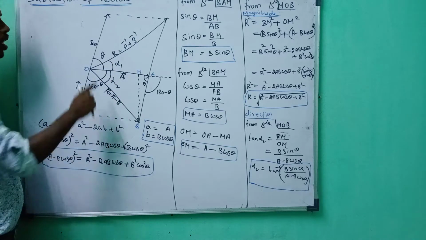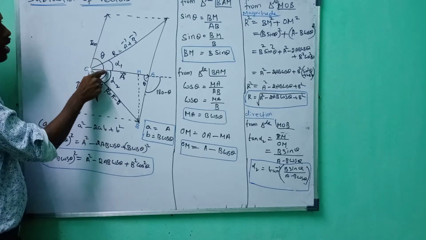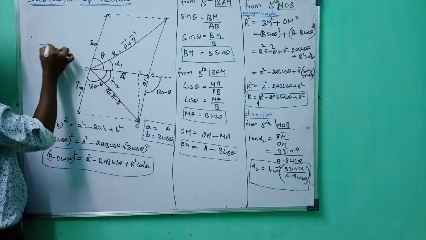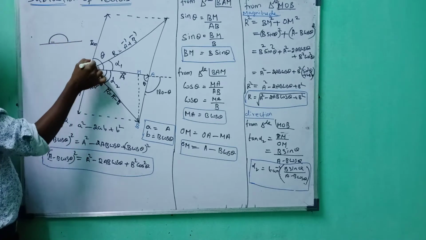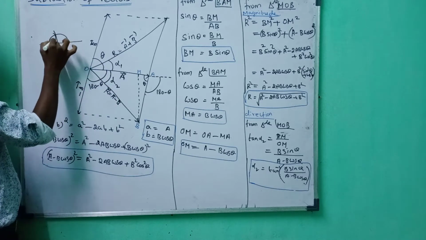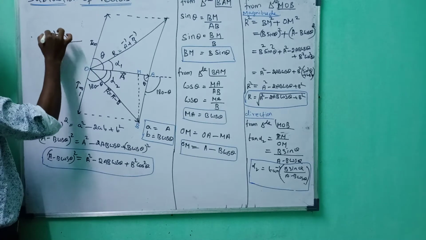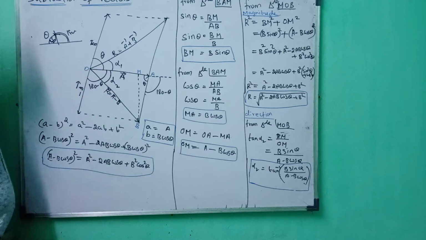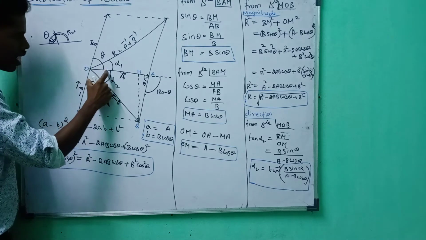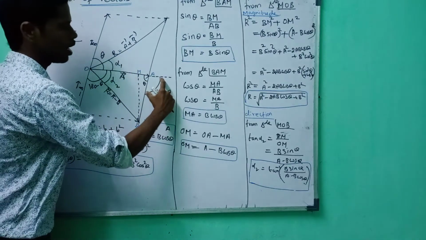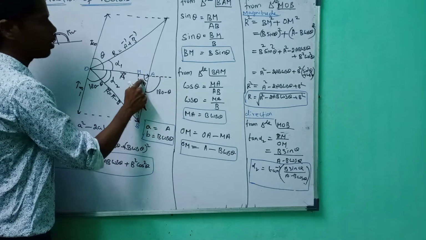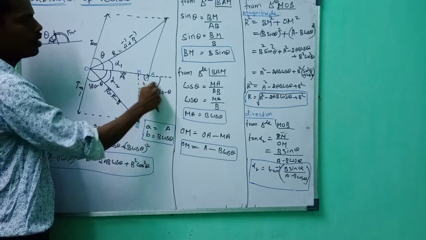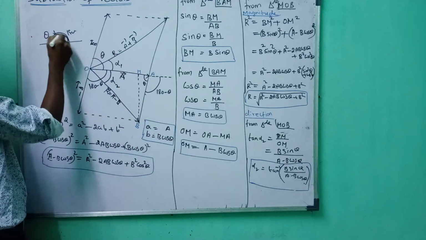Again I repeat, the angle between B and A is theta. Definitely this should be 180 minus theta, because this is a line making an angle of 180 degrees. If this is theta, this will be 180 minus theta. In the same manner I have written 180 minus theta here. If this angle is 180 minus theta, this should also be 180 minus theta, and 180 minus theta plus theta becomes 180. So the angle of that line is 180 degrees.